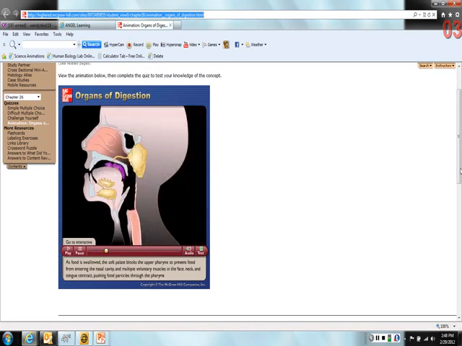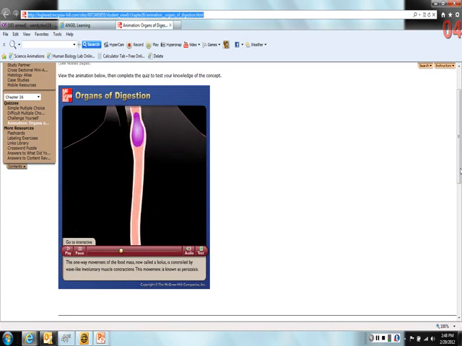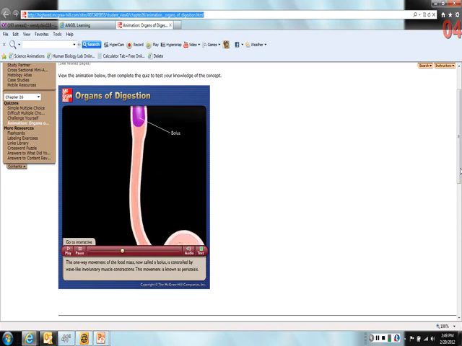As food is swallowed, the soft palate blocks the upper pharynx to prevent food from entering the nasal cavity, and multiple voluntary muscles in the face, neck, and tongue contract, pushing food particles through the pharynx. The food passes over the epiglottis, which prevents food entry into the respiratory system, and then into the esophagus, which connects the pharynx to the stomach. The one-way movement of the food mass, now called a bolus, is controlled by wave-like involuntary muscle contractions. This movement is known as peristalsis.